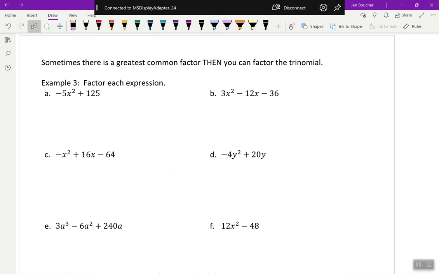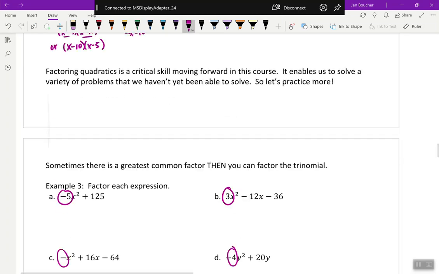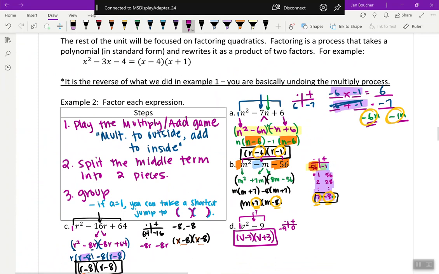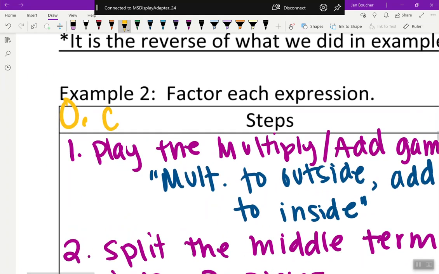Almost, yeah. What do these have in common? They're not just one. It's not just one. But could we force them to be just one by taking out a GCF? So that means if I'm looking at my steps, it says play the multiply add game. Let's add in a step 0 or a 0.5 step. You got to look for the GCF first. If you can take out a GCF, it's going to make your problems much faster. So take out a GCF first, and then play the multiply add game with what's remaining.